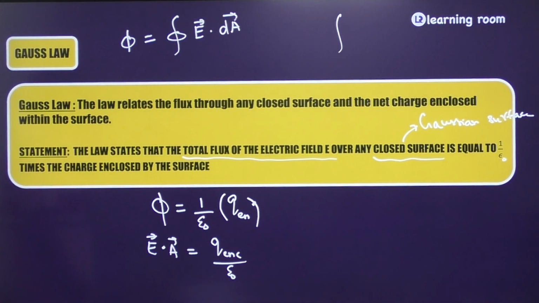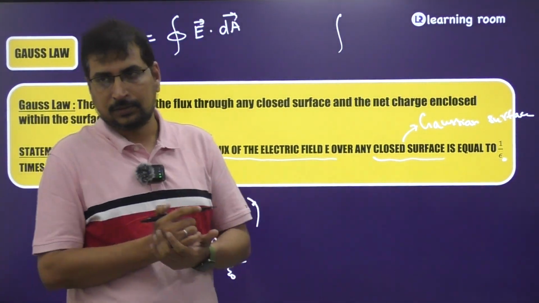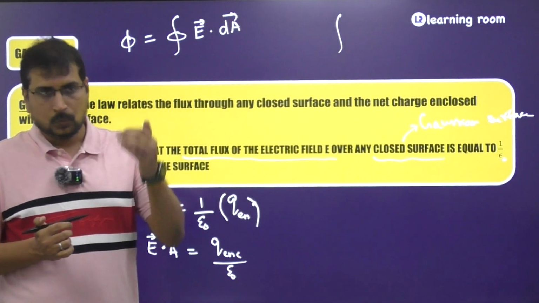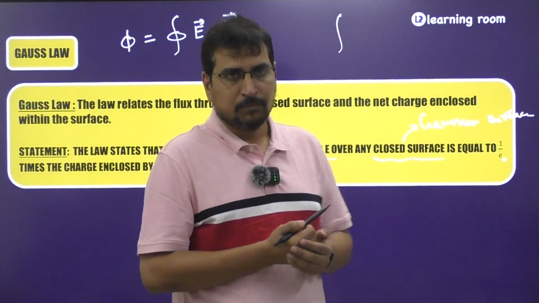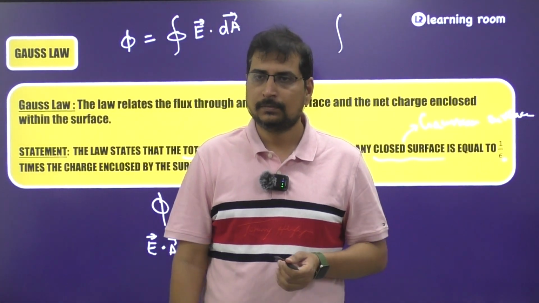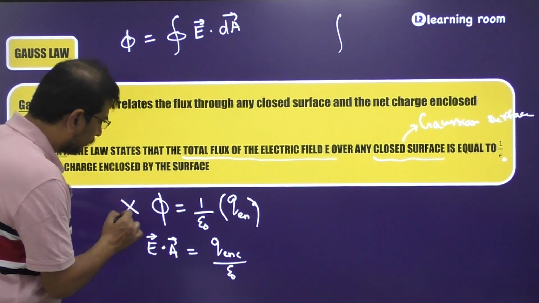So can you tell me the statement of it? Put it in one line: the total electric flux through any closed surface is equal to 1 divided by epsilon naught times the charge enclosed by the closed surface. That's it. So this is the mathematical expression. Write it down.